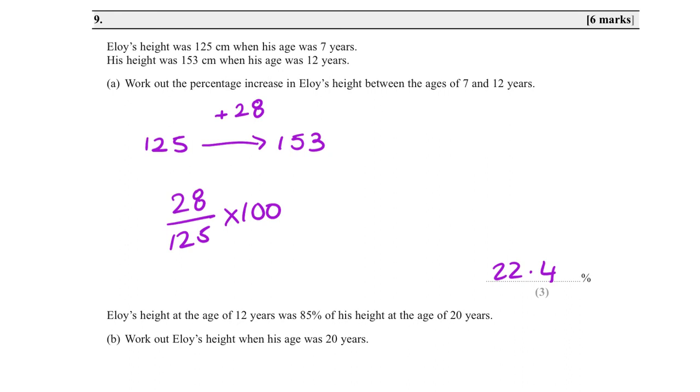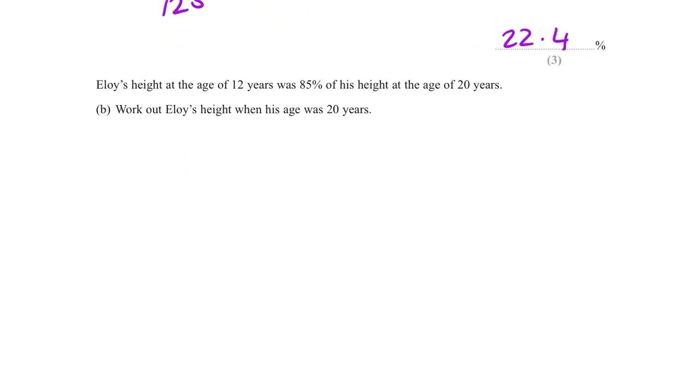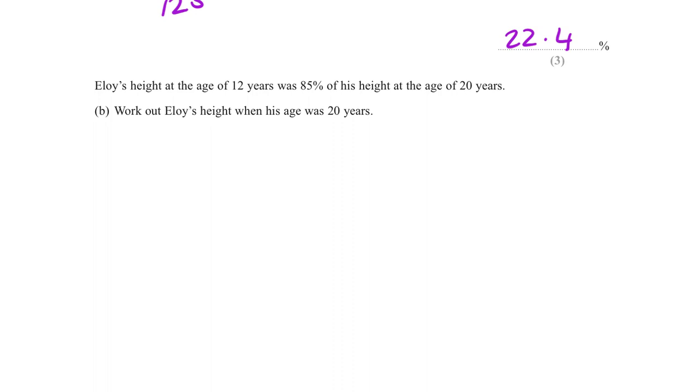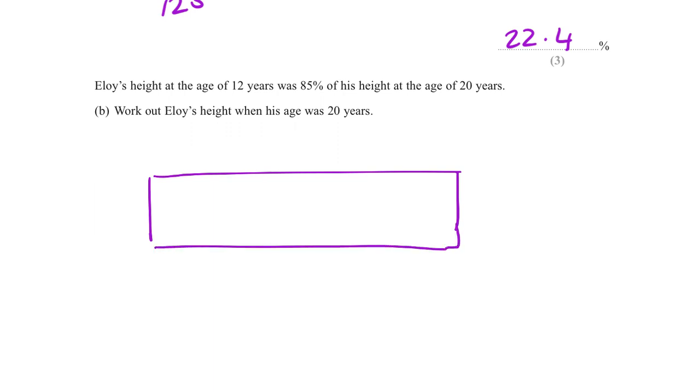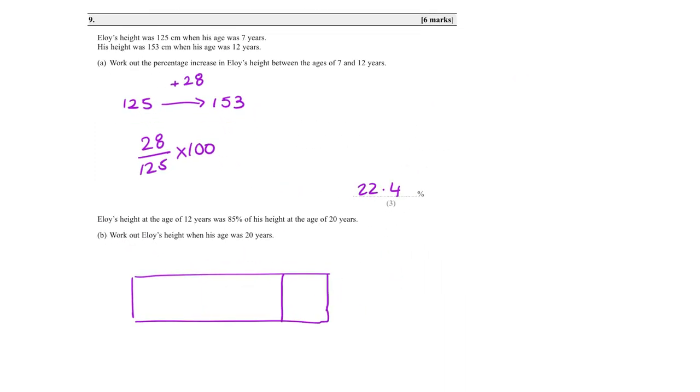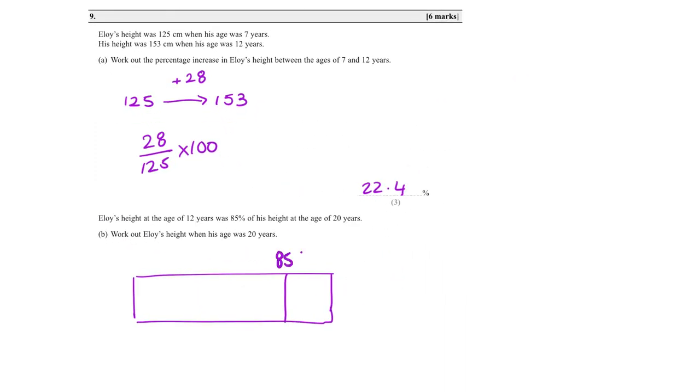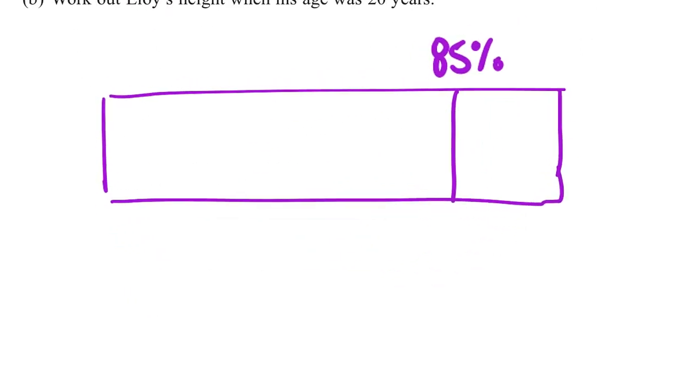Okay. The next question. Now these are my favourite, the next questions, because actually I'm going to show you a new way. No, actually no, we'll stick with the bar model way. Right. Eloy's height at the age of 12 years was 85% of his height at the age of 20. So if we imagine our bar model, 85% is roughly here. How tall was he? So 85% is actually worth 153.